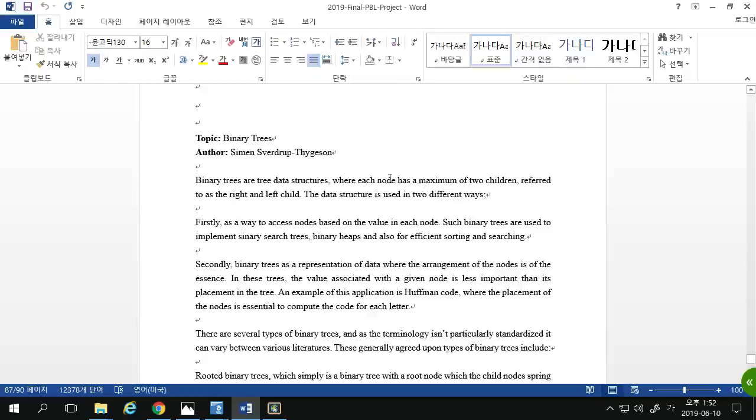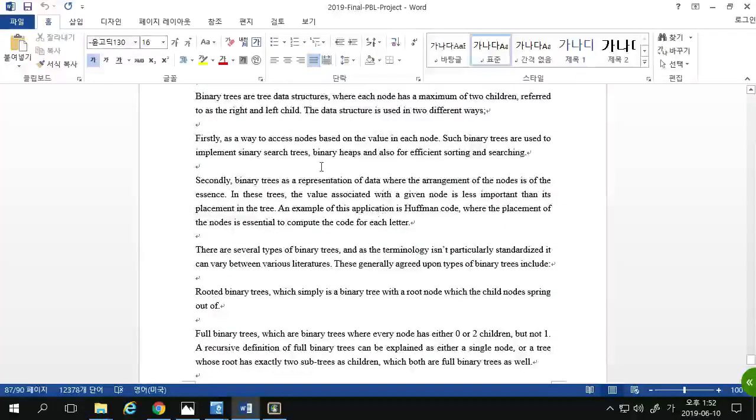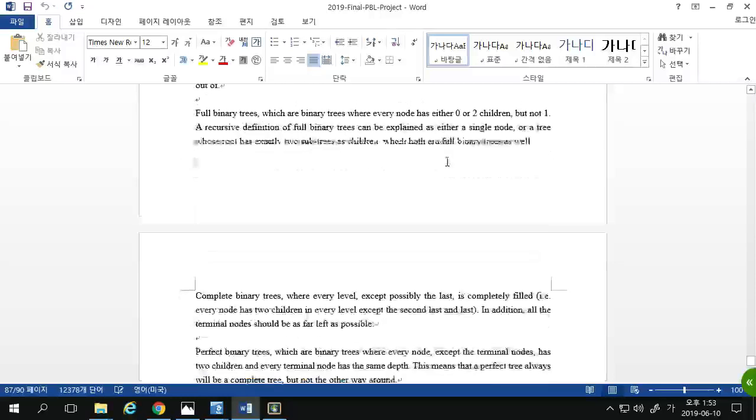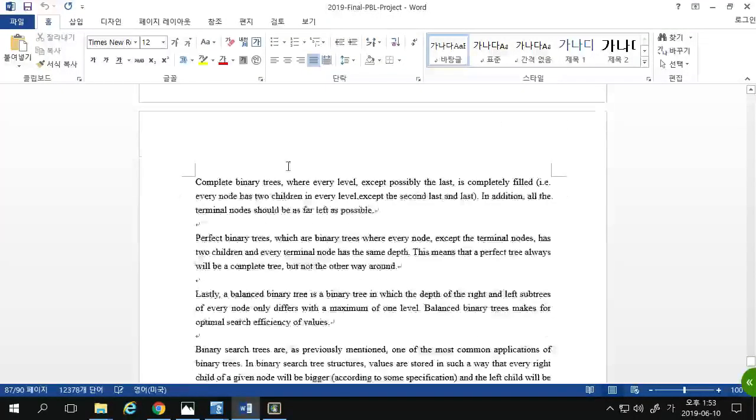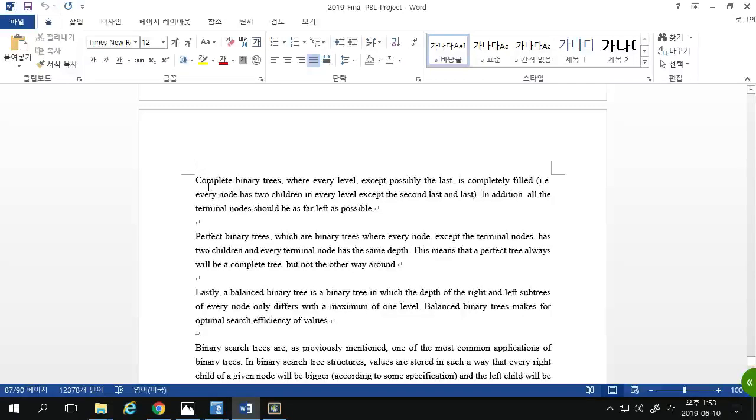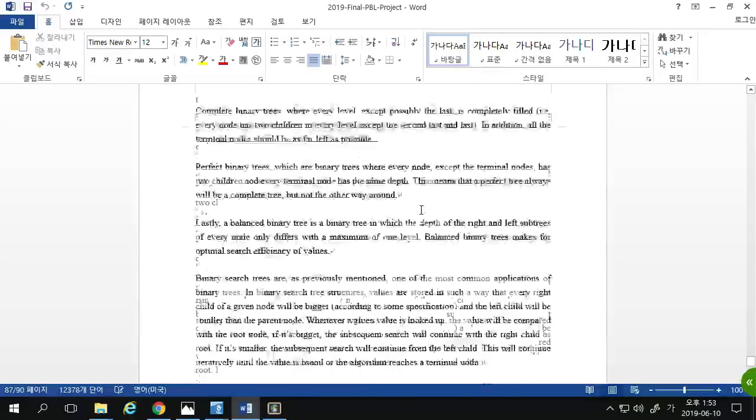And you can kind of divide them into 2 main categories by the way you access the nodes. We can use them for a lot of practical implementations, like, for instance, Huffman coding, like I explained last Wednesday, and also implementing binary search trees for very efficient sorting and searching of data. And as you probably already know, there are complete trees and perfect binary trees, depending on how many children the various nodes have.